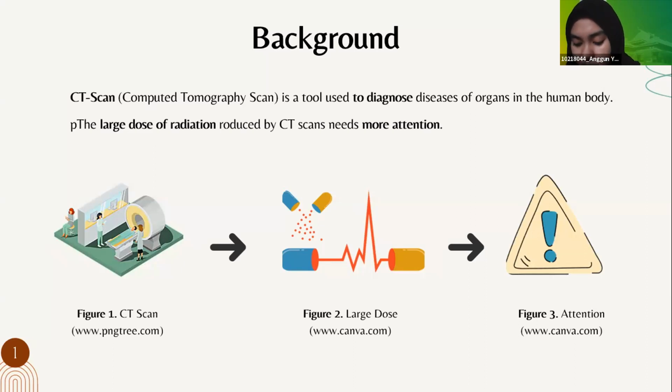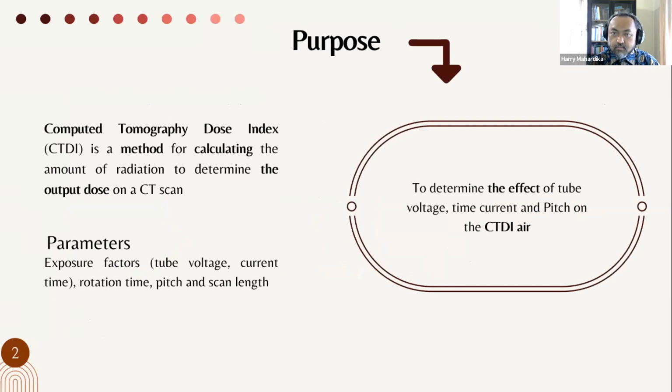However, during the scanning process, the patient will receive radiation from the CT scan. The area or body part exposed to radiation from any angle can cause a very large dose distribution. This large dose of radiation needs more attention so that it does not have a negative impact on the patient. Therefore, it is necessary to measure the amount of radiation dose received by the patient in each examination.